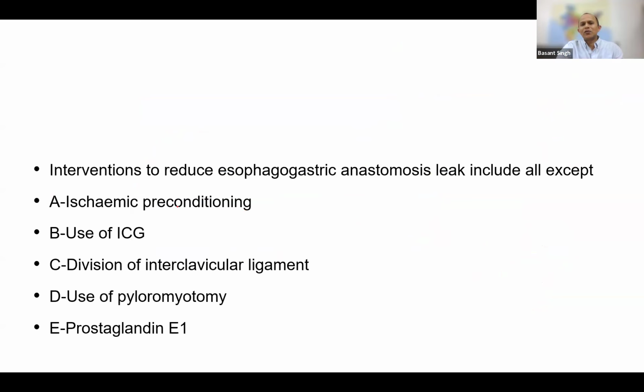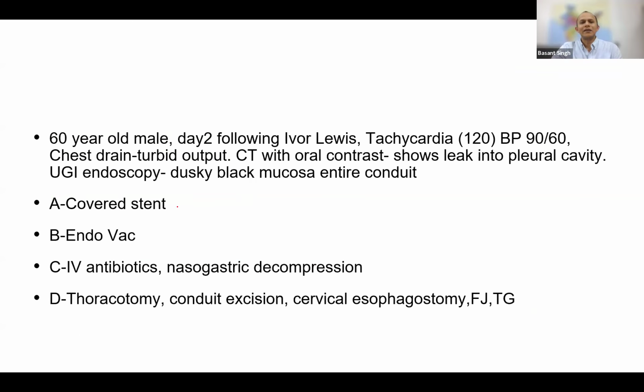Interventions to reduce anastomotic leak include all except. So people have used ischemic preconditioning where they have embolized the left gastric and splenic artery. ICG is generally used in most centers. Dividing the interclavicular ligament is used to have more space here. Pyloromyotomy generally has not been shown to decrease anastomotic leak rate. Okay, some centers use prostaglandin even as well. Okay, so it's given in your books. That is why I mentioned it.